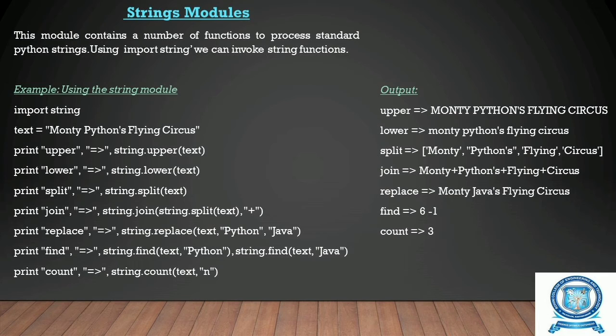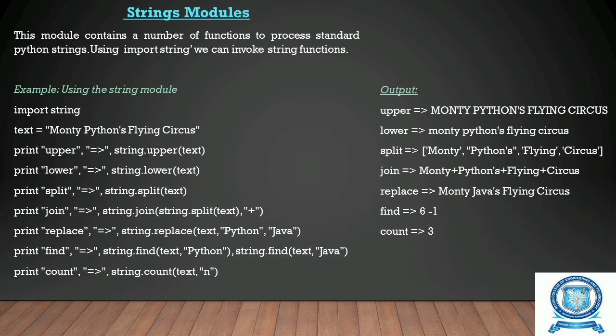Okay. So, print upper, given as string.upper of text. All the characters will be converted to capital letters, uppercase letters. So, see the output on the right side. So, that is the output retrieved. So, print lower means everything will become small letters. Split means we are going to split the text using a given character, such as a comma. Okay. So, join means we split the text and then join it with a plus. Okay.